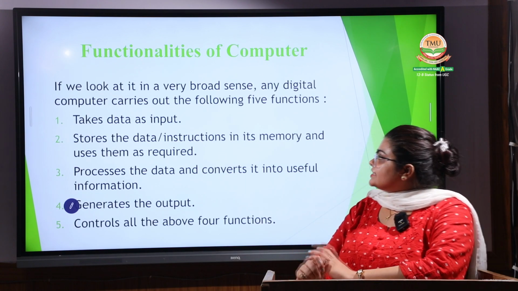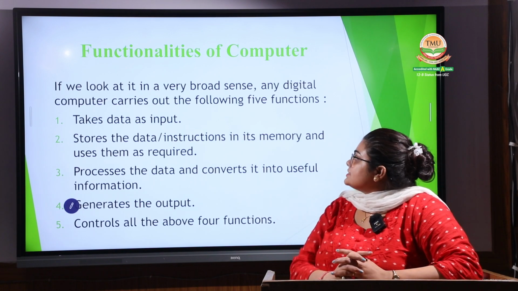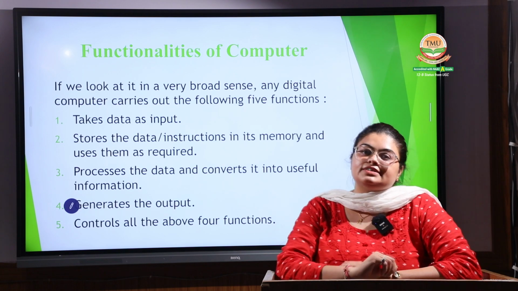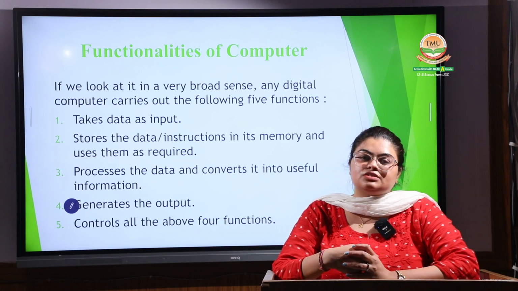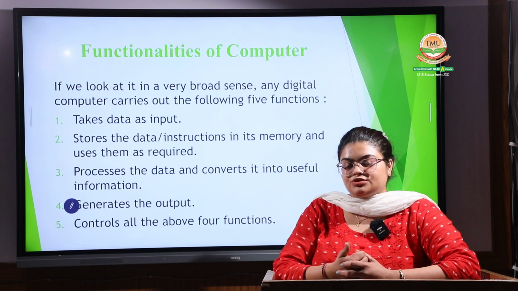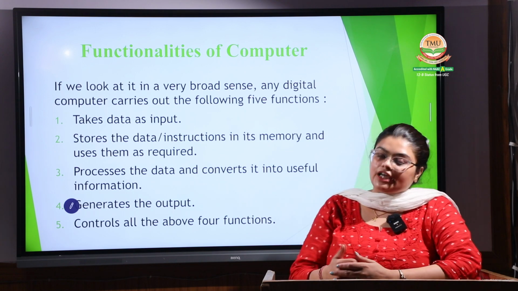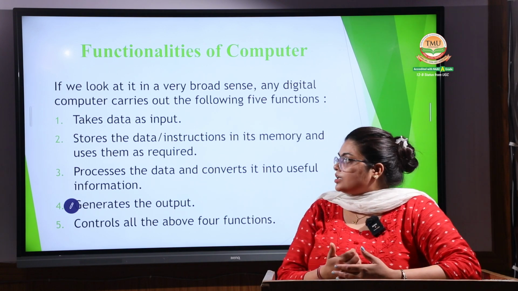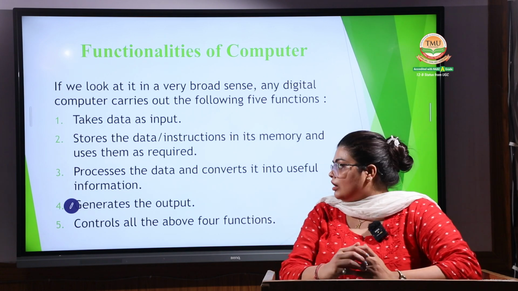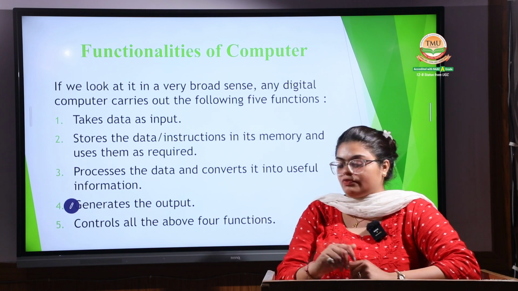Moving towards the functionalities of computer, if we look at it in a very broad sense, a digital computer carries out the following 5 functions, or we can say the functionality of a computer depends upon 5 steps. First, it takes the data as an input. Second, it stores the data and instructions in its memory and uses them as required. Third, it processes the data and converts it into meaningful information. Fourth, it generates the output. And fifth, it controls all of the other 4 functions.